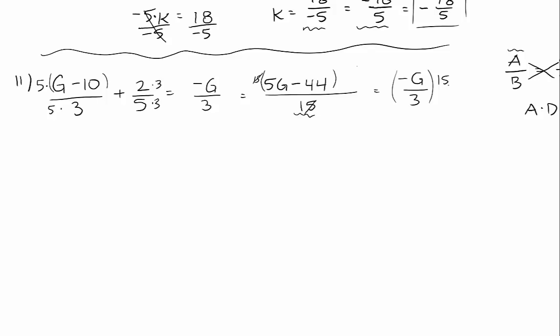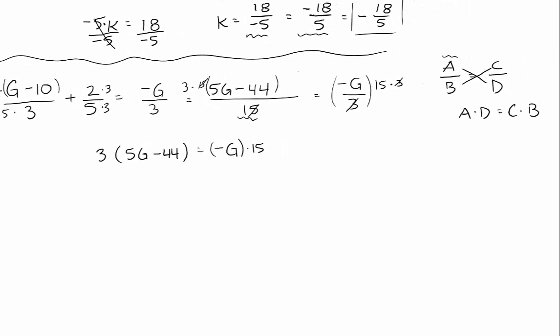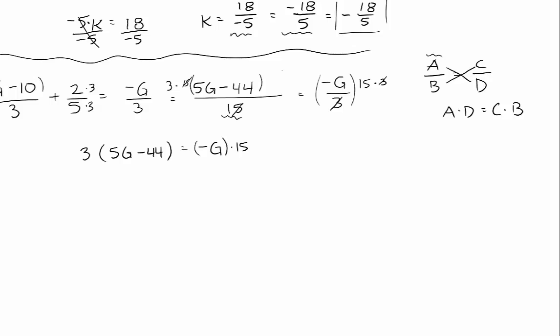So I'm going to say, well, I want to get rid of this 3 down here, so I'm going to multiply by 3. And those 3s cancel out. 3 over 3 is just 1. And I've got to multiply this by 3. And so now I'm going to rewrite it without distributing. And if we do that, we get 3 times 5g minus 44 is equal to negative g times 15.